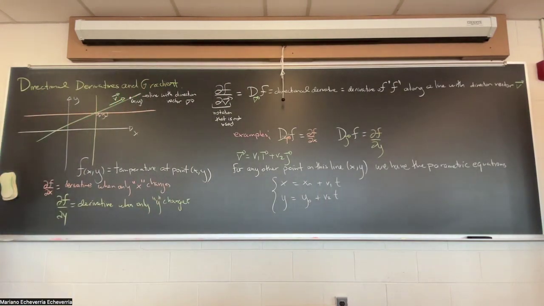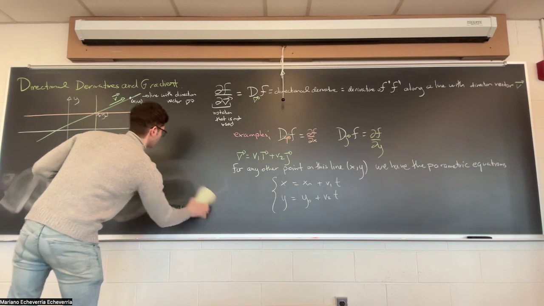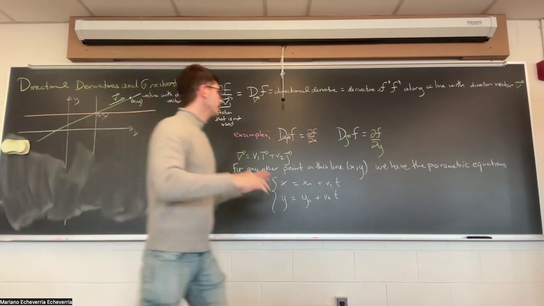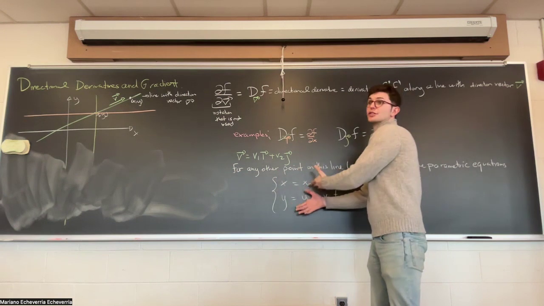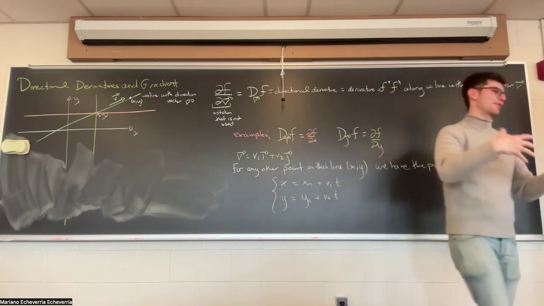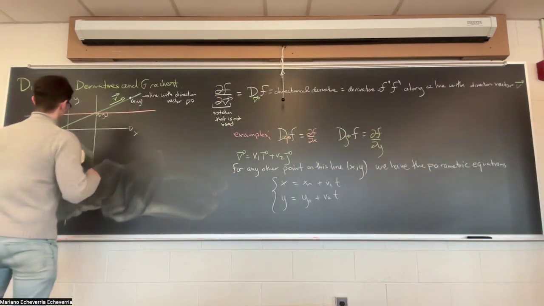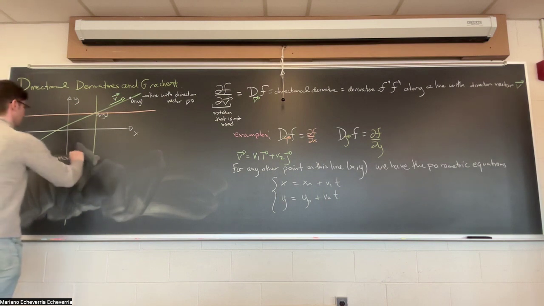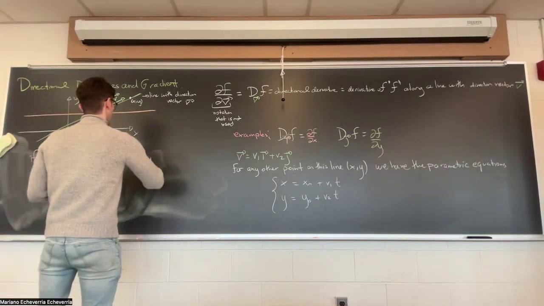So what's the interesting thing that happens here is that when you move along the line, x and y become functions of t. That's exactly the point of the parametric equations of the line. So if you move along the line, x, y are functions of t.